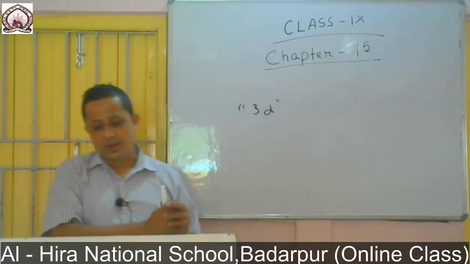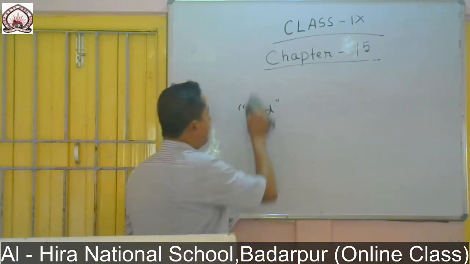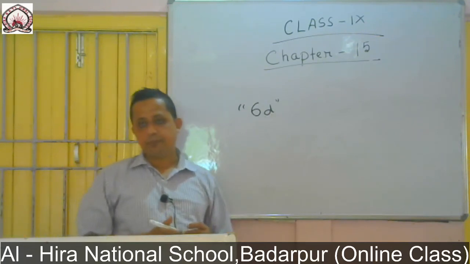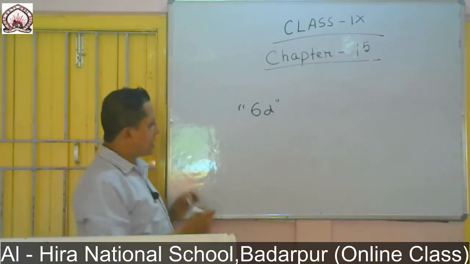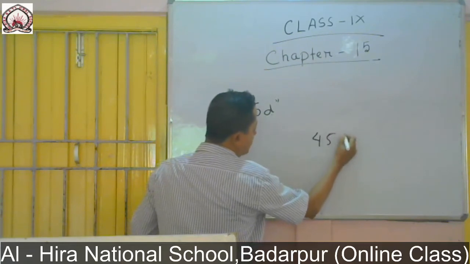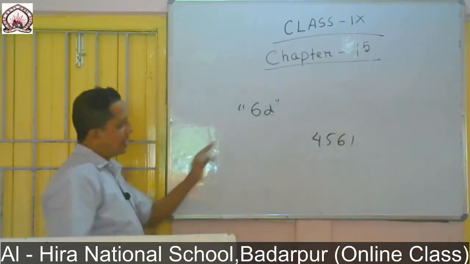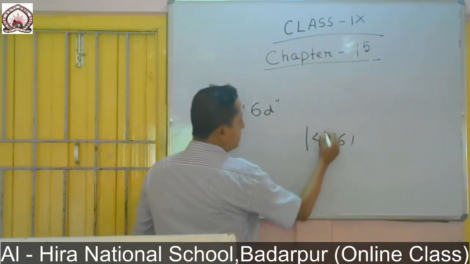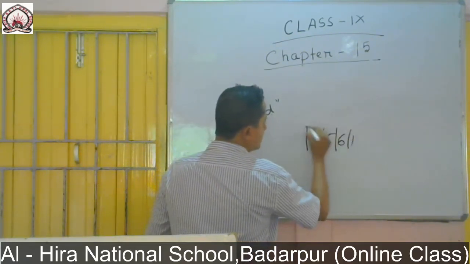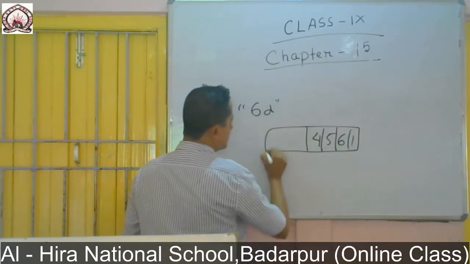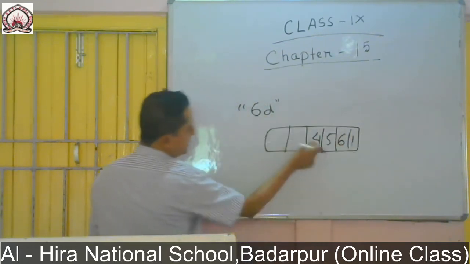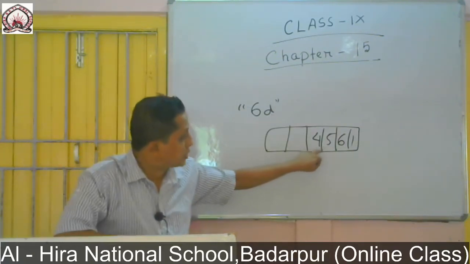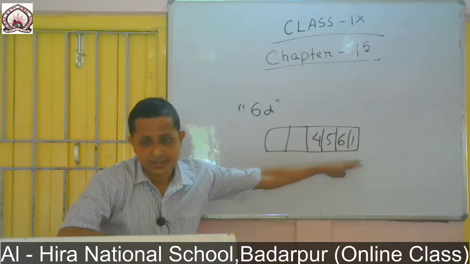Now coming to the next one, printf "%6d", num1. Suppose I have given the value 4561. The tutor has told us that we can take 6 digits. So the 4-digit integer is right-aligned in 6 columns, and 2 positions will be left blank. You can see it will start from this part.